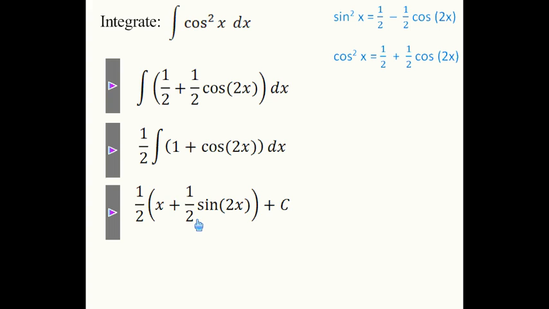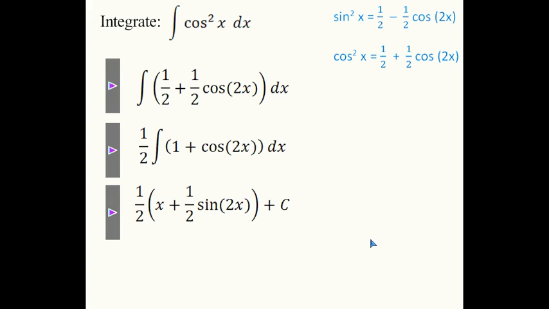We get the 1/2 because if we needed to check this, we would have to take the derivative of sine of 2x, which is cosine of 2x, but then we would also have to take the derivative of what's inside, which is 2x, which would give us an extra 2. And so we have to multiply this by 1/2. And so the integral of cosine squared x is 1/2 times x plus 1/2 sine of 2x.